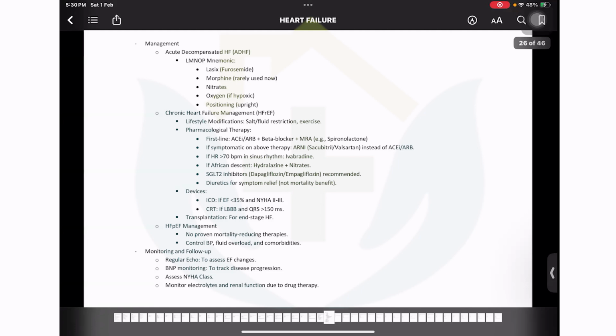As far as HFpEF management is concerned, the only drug approved is SGLT2 inhibitors, and there is no proven mortality-reducing therapy. You have to understand this. Controlling obesity, blood pressure, fluid overload, diabetes, hypertension, CKD, all of them are important. So this is extremely important for you.